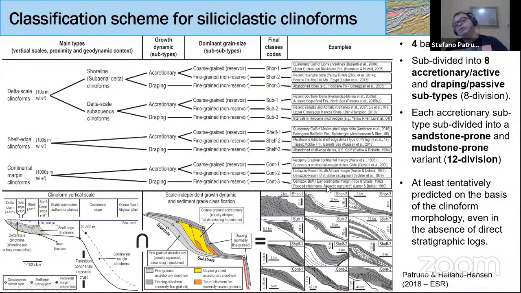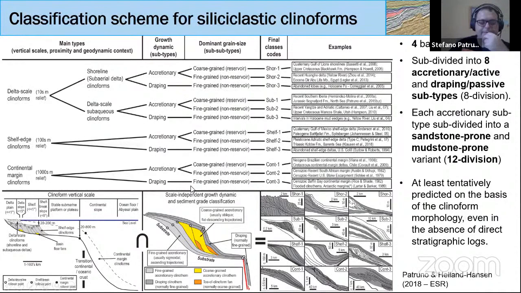And really, this was the classification of clinoforms which we proposed in the paper with Dellan Hansen in 2018, which encapsulates a lot of the possible characteristics, both in terms of scale and morphology, but also constituent sediment grain size, within these classes. Of course, nothing is perfect and everything can be improved, but it was a good attempt to come up with a primary subdivision of clinoforms into meaningful classes.